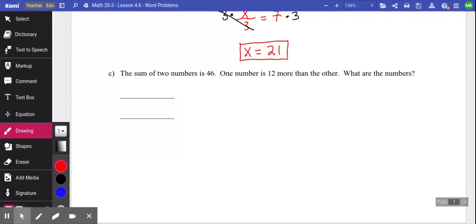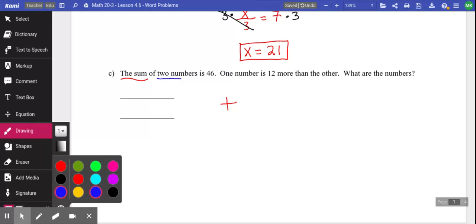So this one, we're going to read it and highlight it and then solve it. So it says the sum. The sum means addition. The sum of 2 numbers. We don't know what those numbers are, right? So we have x and y is 46. So we have the sum of x and y is 46.